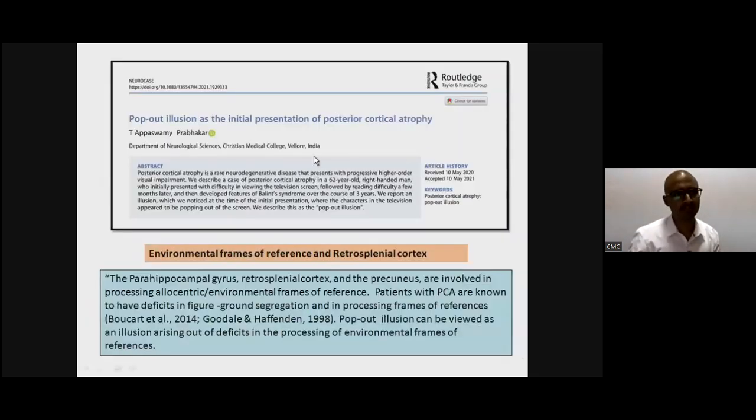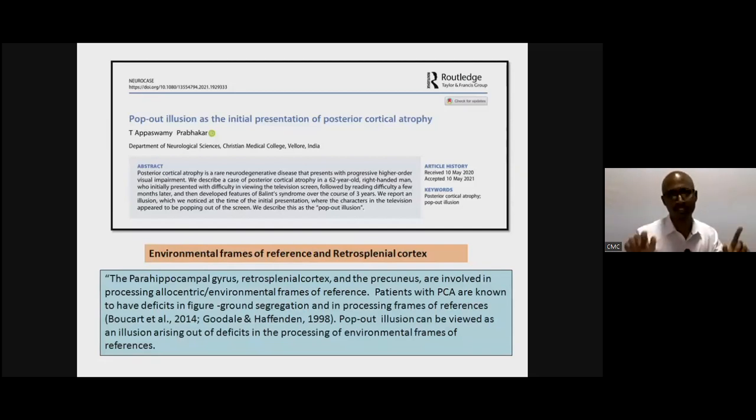So this is again a publication from our department. When we had described the popout illusion, we went back and read the paper to find out what the exact cause is, and we found that there is something called figure and ground. Whatever comes in front is called the figure, and the background is called the ground. There are certain areas in the brain that process figure-ground segregation, and this is also an important part that processes frames of reference.